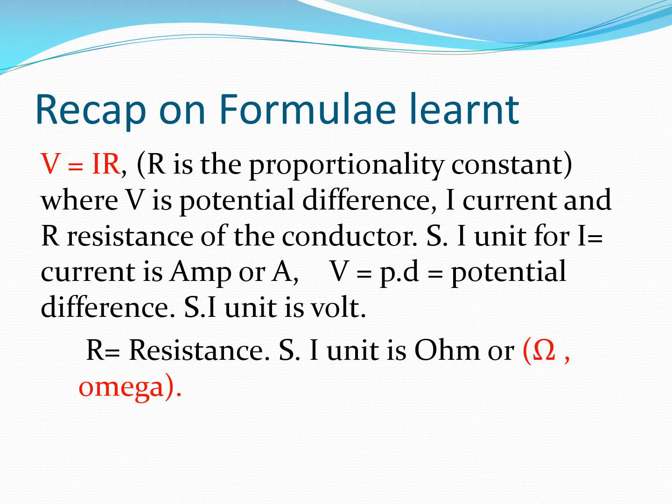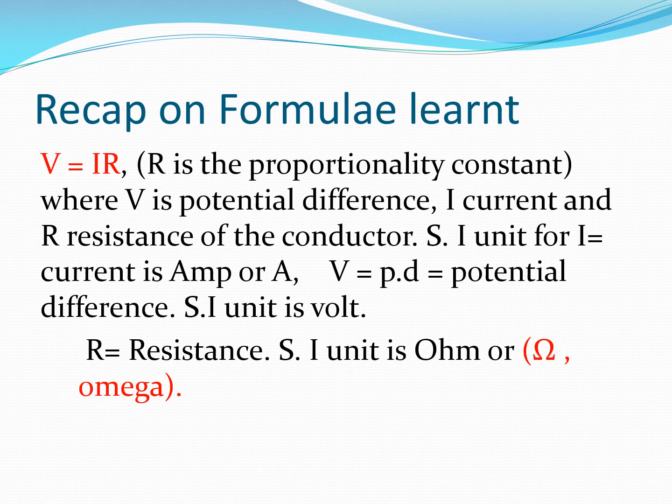The second formula we learned is R is equal to rho L by A, where R is the resistance. Already we have learned that. L is the length of the conducting wire. A is the area of cross section. Length is measured in meter and area of cross section is measured in square meter.